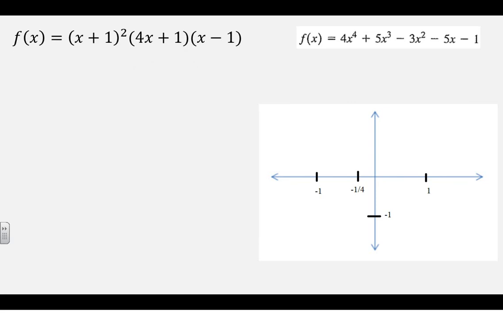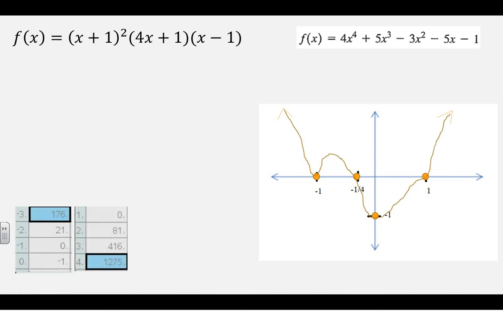So we have an even degree function with a positive leading coefficient. We find our y-intercept by substituting 0 in for x. And we get our table of values. I pulled out some points so I know exactly where it goes. And we know it bounces at -1 because it has a multiplicity of 2. The rest of them, they go through. So that's your sketch.